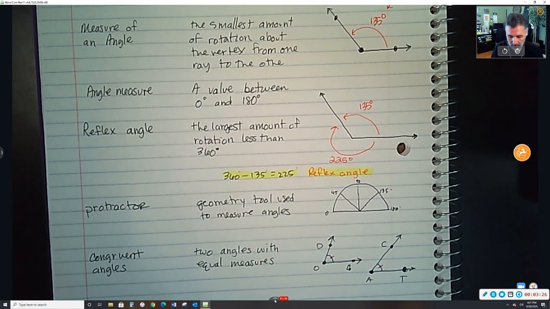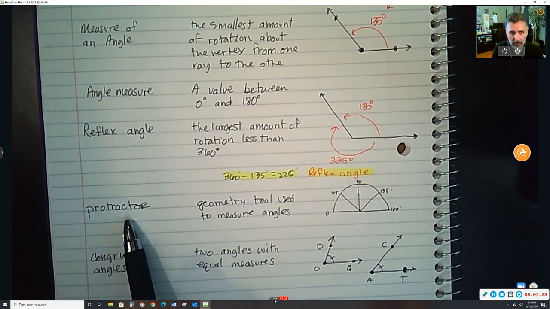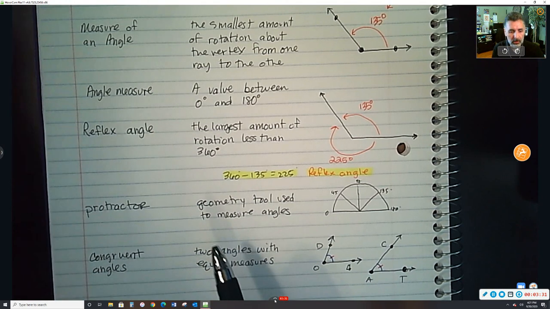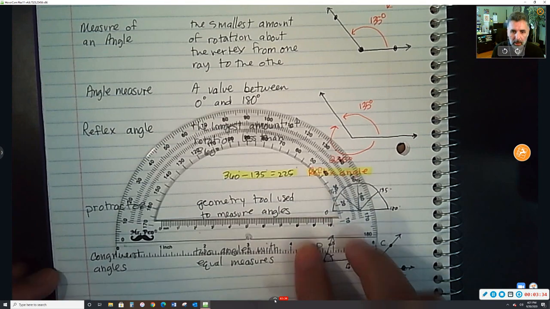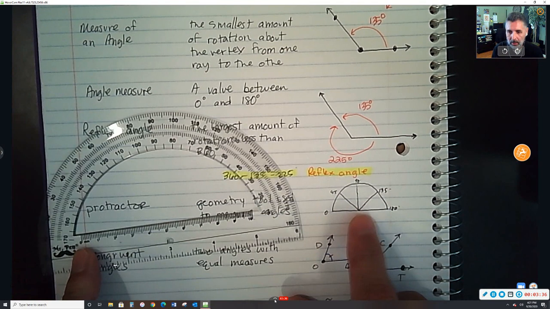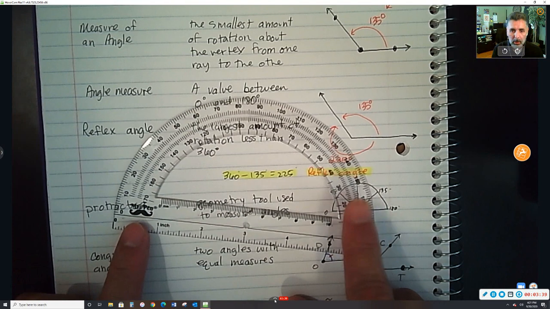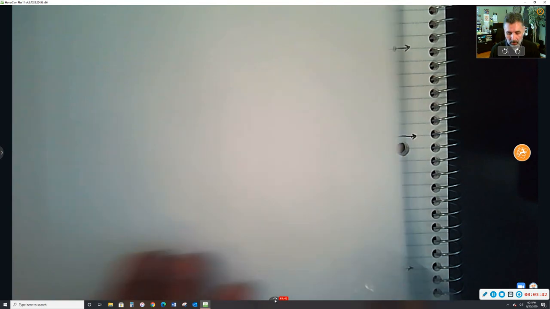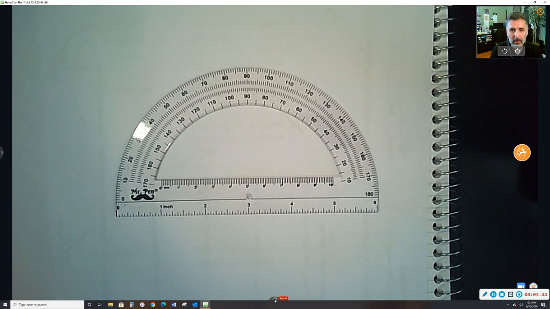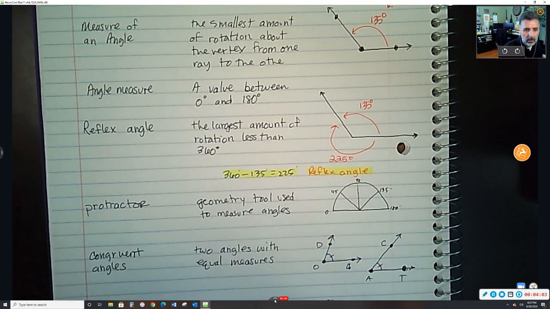Next we have protractor. This is a tool used to measure angles. We may not have a protractor, so I tried to sketch one right here. If you can't draw, that's fine, but protractors look like this. This is what a protractor is, and we use it to measure angles. You won't need to go buy one. The worksheets that we'll do have a protractor already on it, so don't worry about that, but this is an example of a protractor.